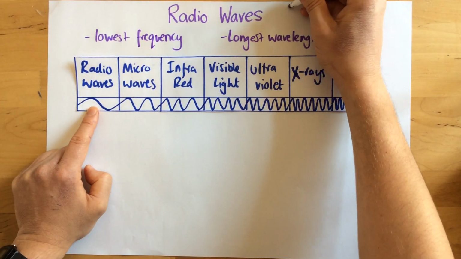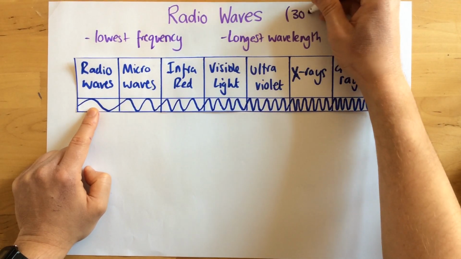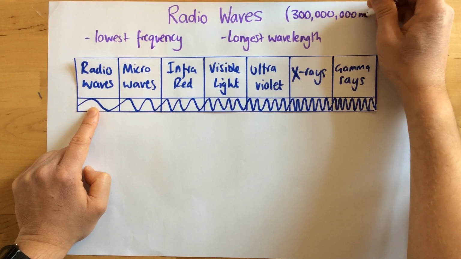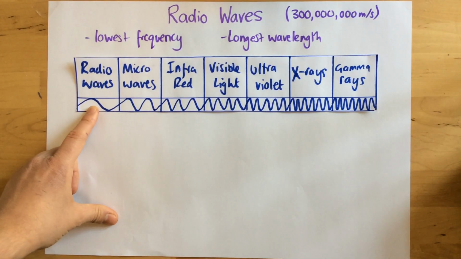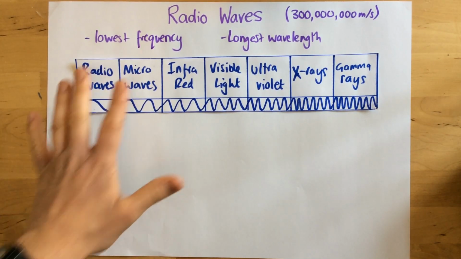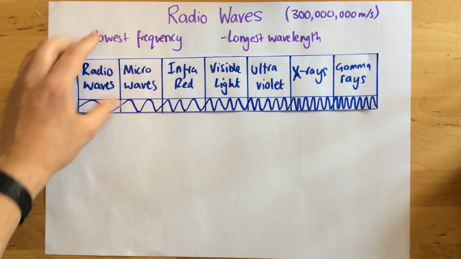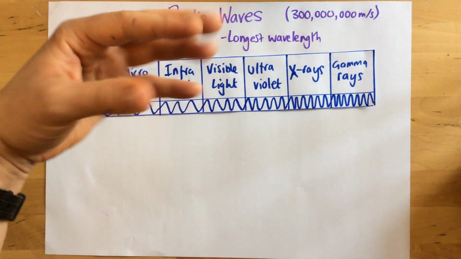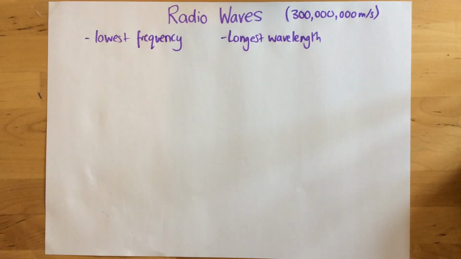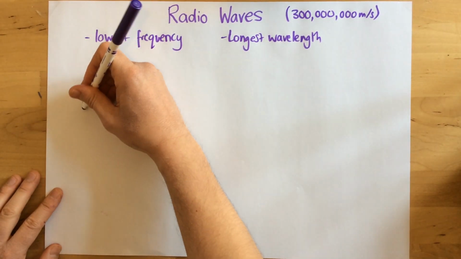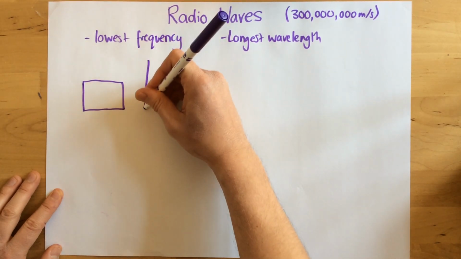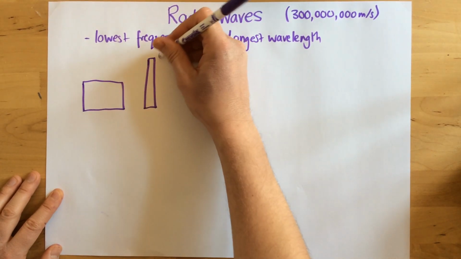Now, just like the rest of the waves in the electromagnetic spectrum, in a vacuum, they travel at the speed of light, which is around 300 million meters per second. So, we're now going to see how radio waves can be generated. Let's imagine we've got a radio station that is transmitting their show across the nation. Now, in order to broadcast that signal, first of all, they need something called a transmitter.